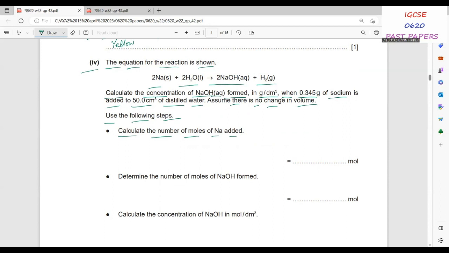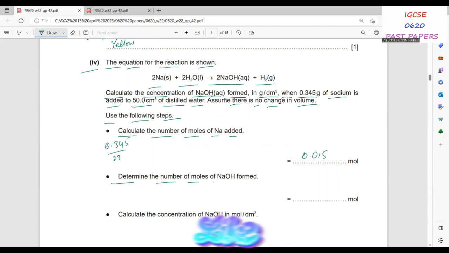So in order to calculate the number of moles, we will divide these grams by the AR of sodium, which is 23. So when you divide 0.345 by 23, you will get 0.015. These will be the moles of sodium.